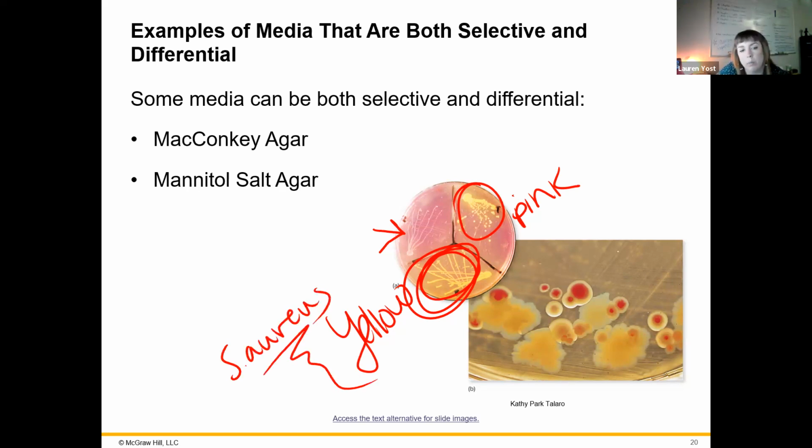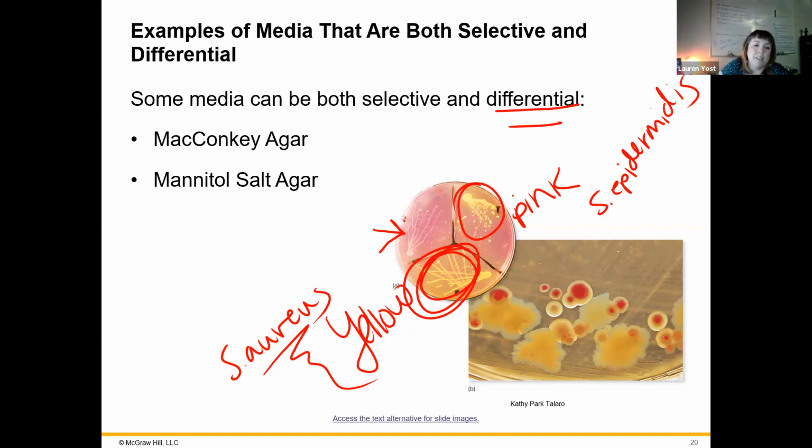It turns it yellow, and so that is a differential versus the pink. So this could be S. epidermidis. It's normal skin bacteria. So it'll grow on that, but it will not necessarily be able to metabolize the mannitol sugar and turn it yellow. It shouldn't be able to do that. So that's interesting. So we've seen that.